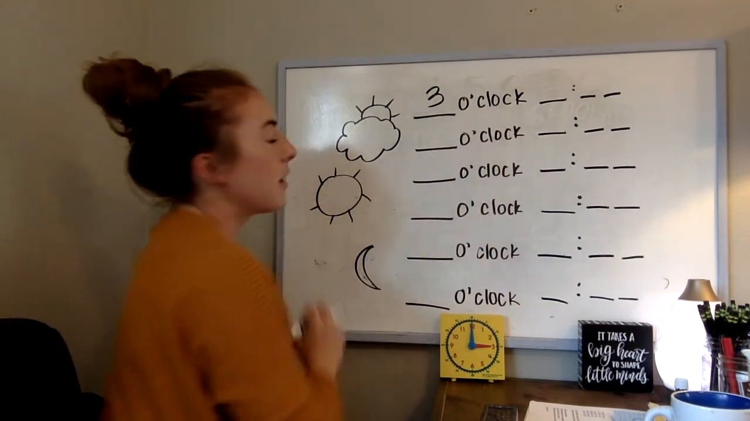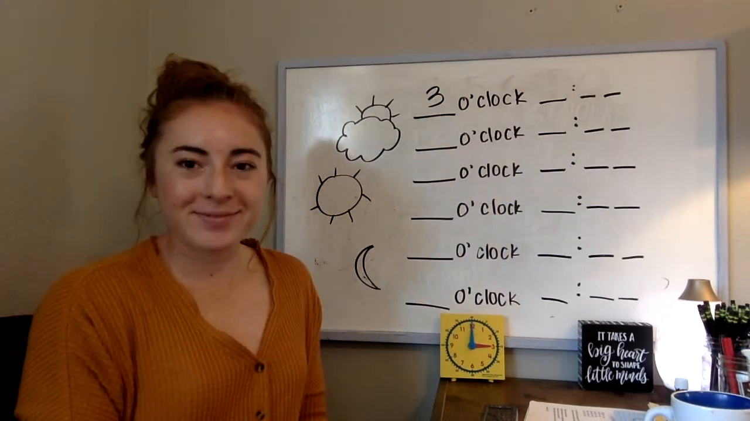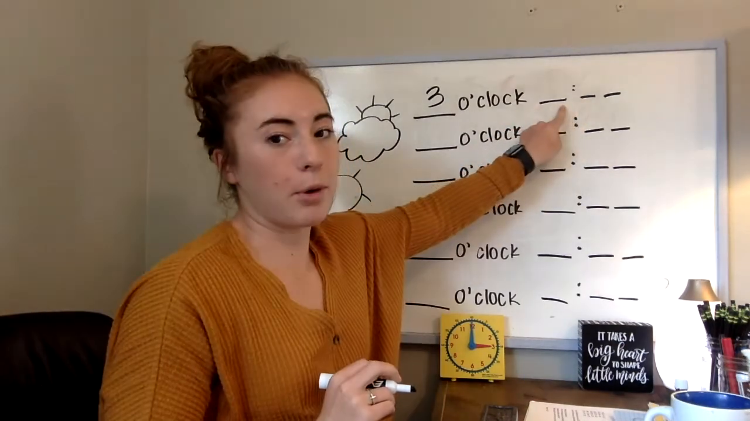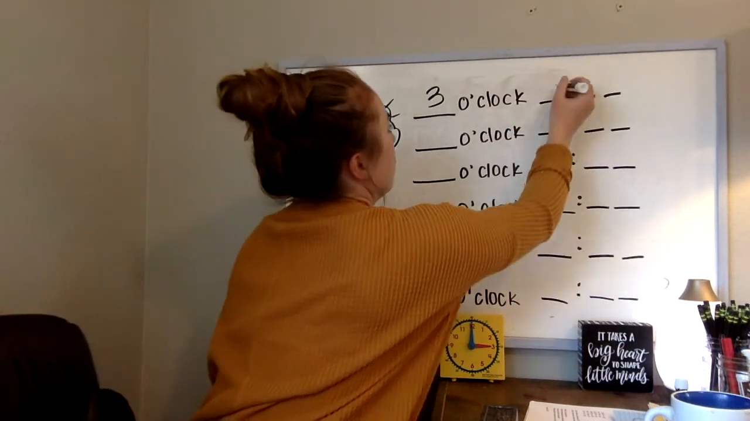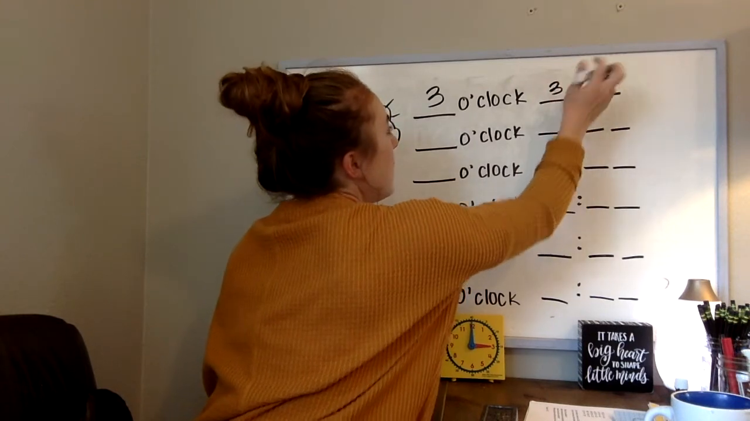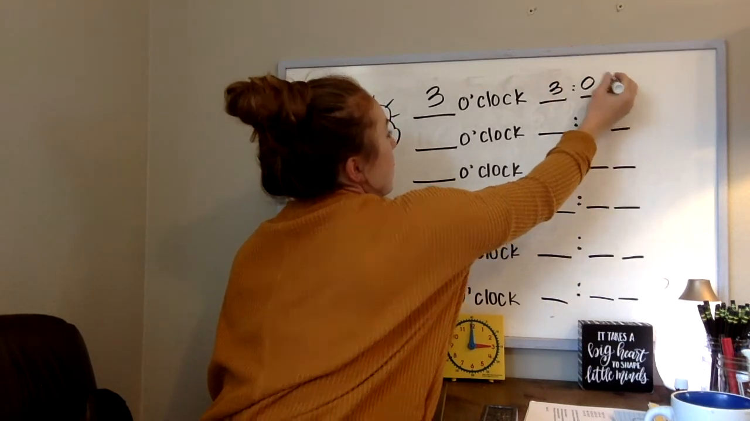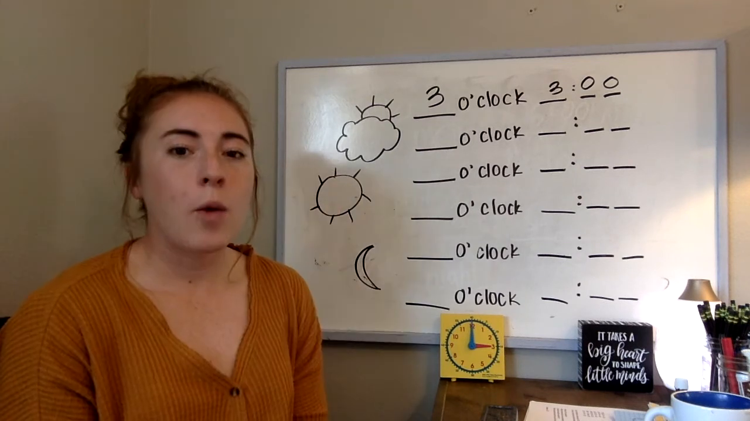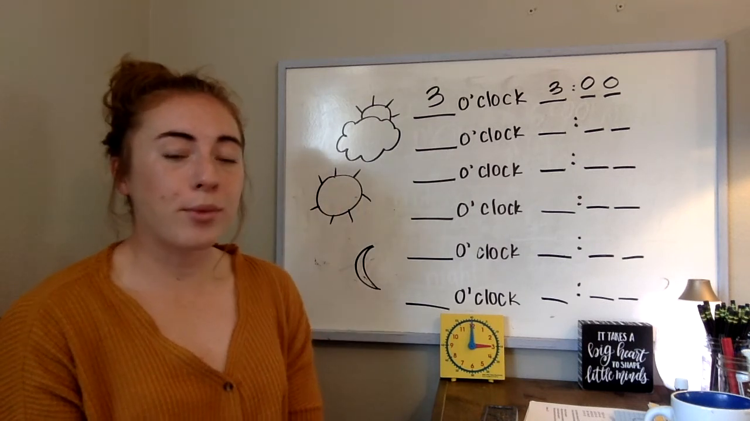3 o'clock. Can you say 3 o'clock? Good job. Now let's write it with numbers. We put our 3 here. Dot, dot, 0, 0. That's an afternoon activity. What's 1 hour after 3?